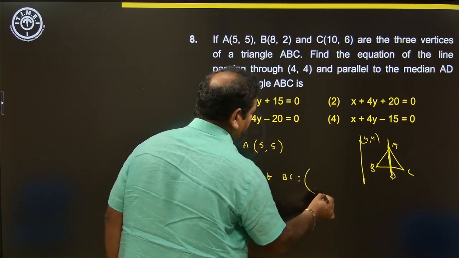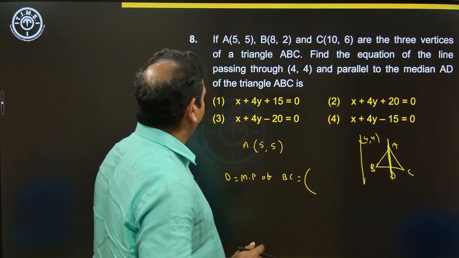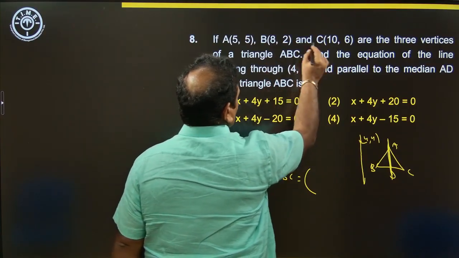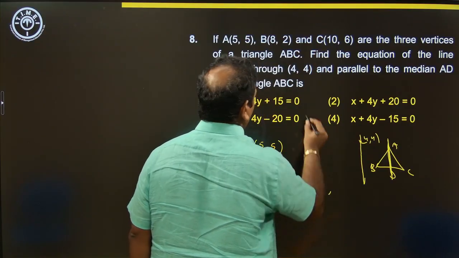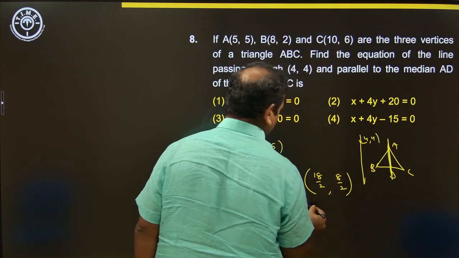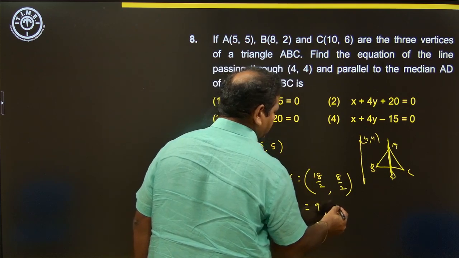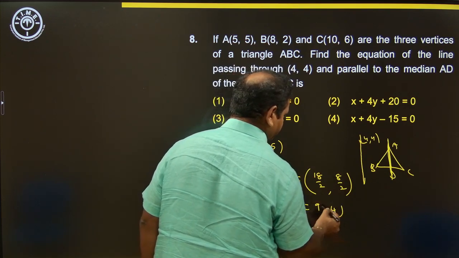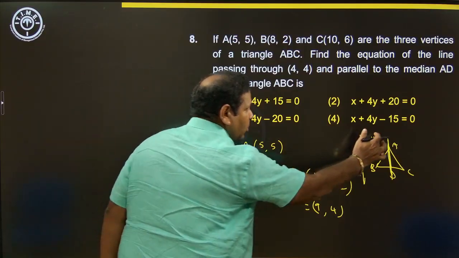Tell me, what is the midpoint of BC? Midpoint formula: x1 plus x2 by 2, y1 plus y2 by 2. Midpoint of BC, 8 plus 10, 18 by 2. Next, 2 plus 6, 8 by 2. Is it right? So, 18 by 2 is nothing but 9, and this is 4. 9 comma 4. That is D. Now, we need the slope of AD.